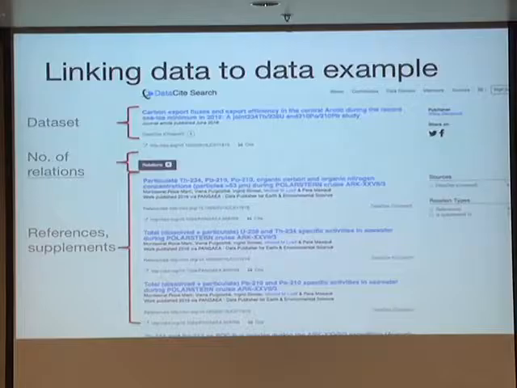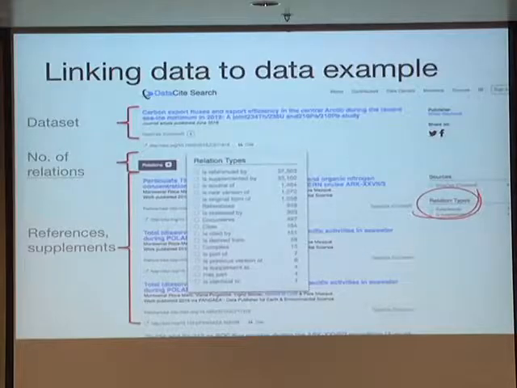So this is going back to our search index that I showed you first. Here we have an example of linking data to data. The first top part is flux data, carbon export fluxes. And then you see that it has six relations. Below that, you can see that this data is related to other data sets that link those things together. This is all done through related DOIs, and so it brings all of this information together. And it will go the other way too. If you look at this data set, it'll find this data set, et cetera.